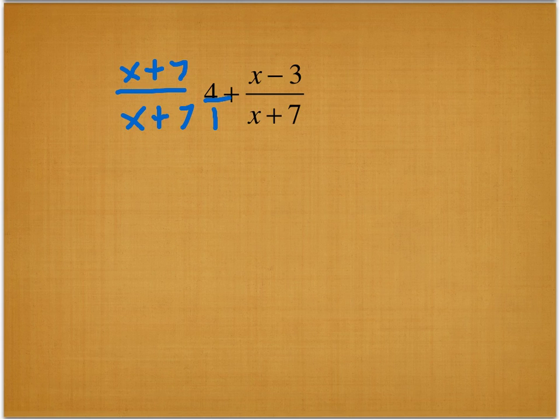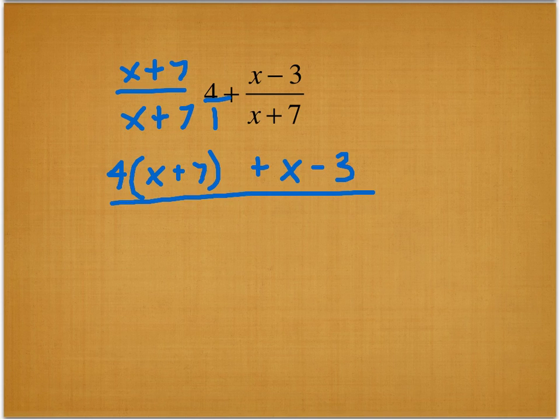So it looks like what I'm going to end up with then is 4 times x plus 7, and then I still have this x minus 3 over here. That was part of the original problem, and I'm going to do just a little bit of a shortcut here. I'm going to write everything over x plus 7. After all, that was the whole reason we decided to do that, so we could have a common denominator.